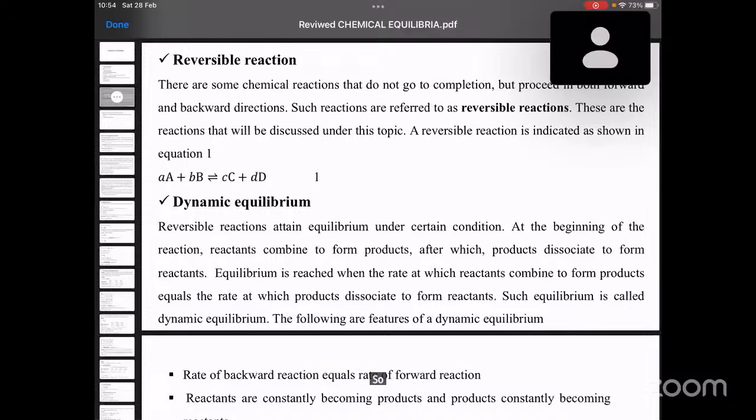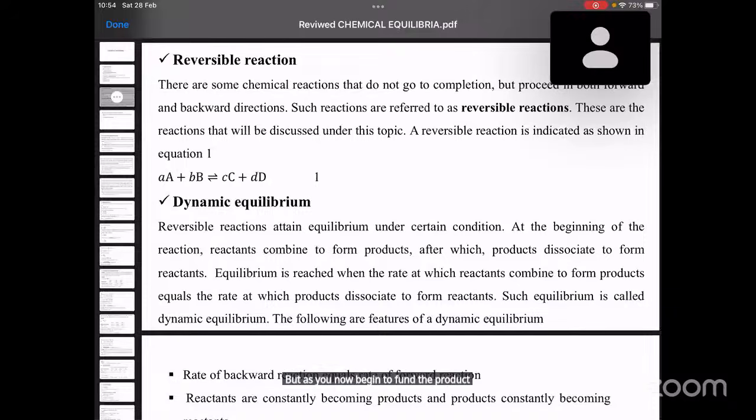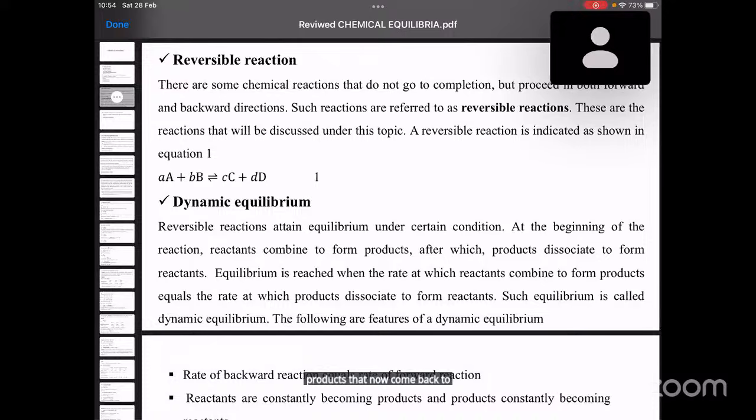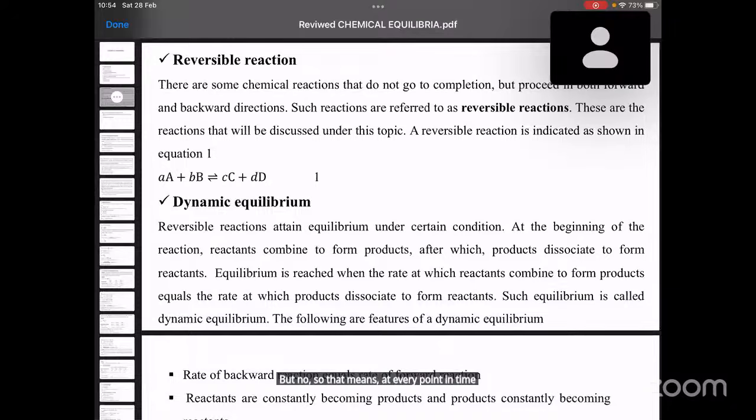So you get to a point where the product starts dissociating, because at the beginning there is no product that will even dissociate. But as you begin to form the product, the relative concentration of both determines the amount of product that comes back to reactant, and the reactants that still go ahead to form product. So at every point in time, once you begin to have an appreciable amount of reactant and an appreciable amount of product in your reaction mixture.